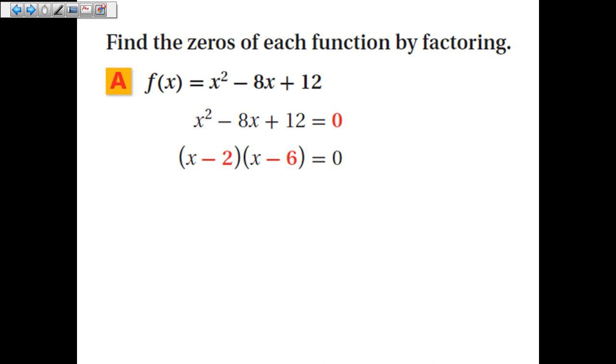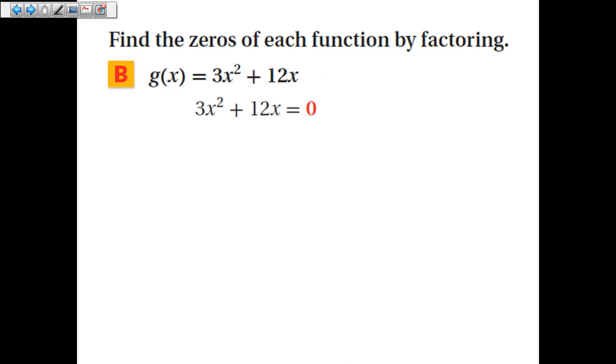Now, the reason we factor in order to solve: when we factor it and we have these two factors equaling 0, we can set each factor equal to 0 separately. So I take x minus 2, set it equal to 0 by itself. I take x minus 6, set it equal to 0 by itself. Now I get my two solutions, x equals 2 or x equals 6.